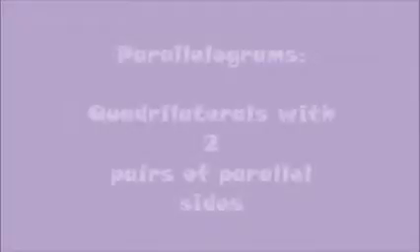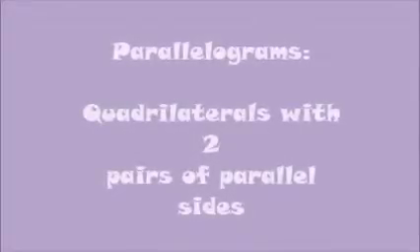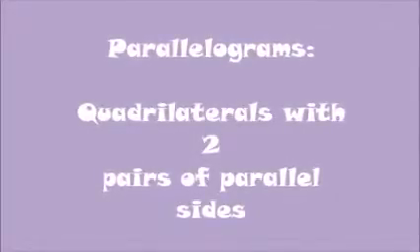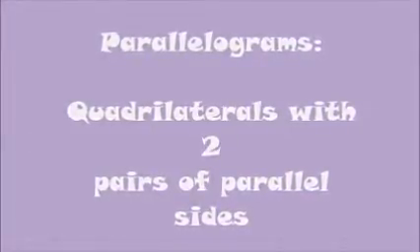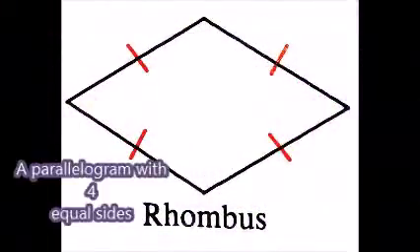Next, we're going to talk about parallelograms, and these are just quadrilaterals with two pairs of parallel sides. There are a couple different shapes within this category that we're going to talk about next. First is a rhombus, and a rhombus is a parallelogram with four equal sides. All the sides are the same.